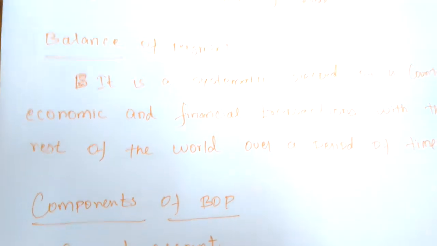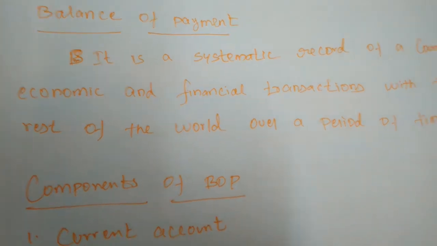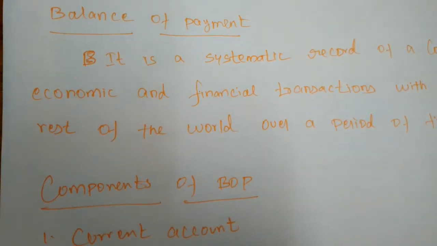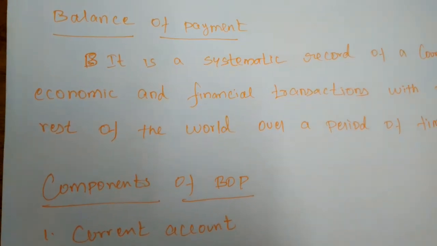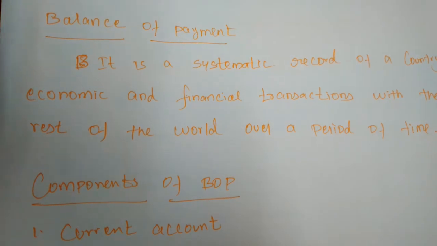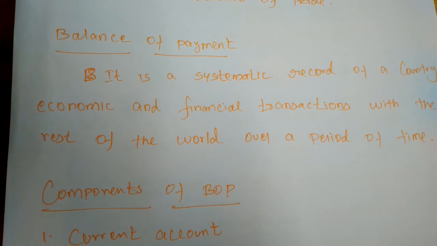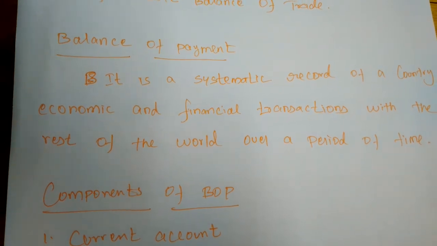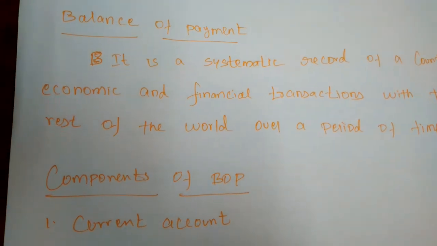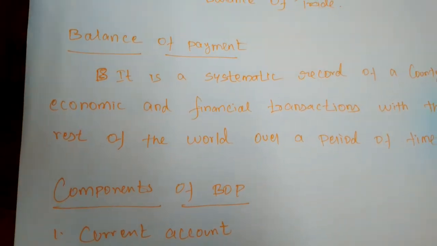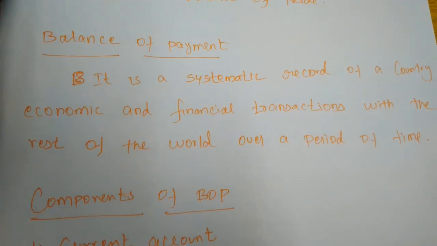So when we are importing any commodity from other nations, we have to pay. So that financial transaction will be happening. When the financial transactions continue, they will be recorded. So the balance of payment is a systematic record of a country's economic and financial transactions with the rest of the world over a period of time. It must be considered as one year.